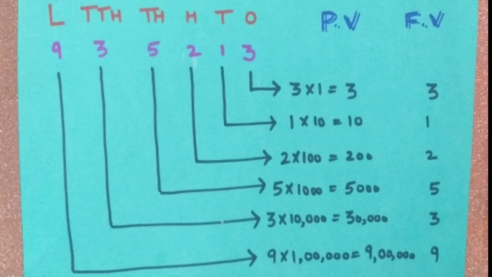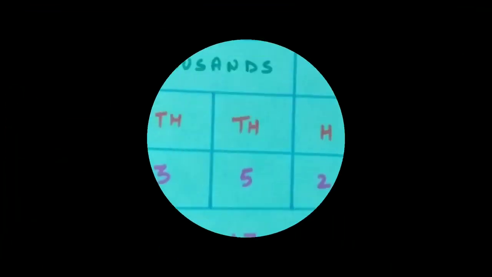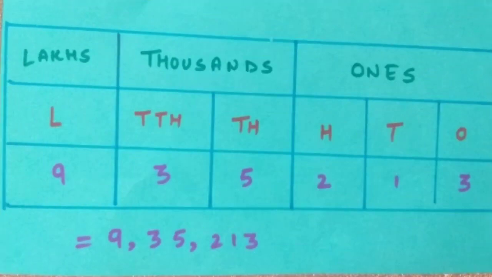If we move on to the hundreds place, the digit here is 2 and the face value will be 2 again, and the place value will be 2 into 100 because it is in the hundreds place, and so on. So we can determine the place value and face value of the digits using this method only. Now I have written this number into a place value chart.